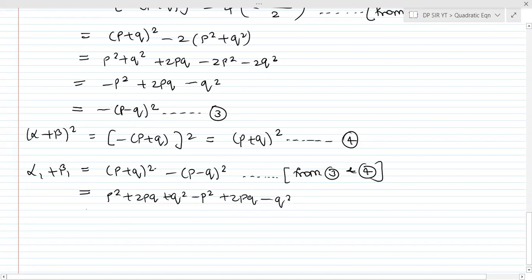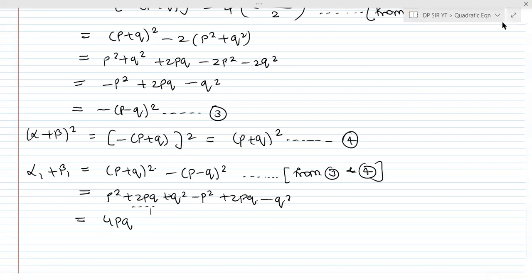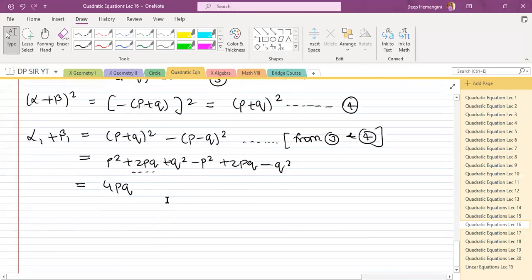In this case I multiplied, I didn't expand. So here I am going to get 4pq because 2pq. Just let me use some color or highlighter to show you that part. See here, this 2pq and this 2pq will give me 4pq. Now this p square minus p square cut, plus q square and minus q square cut. Okay, now I am interested in the product of the required roots, that is alpha 1 and beta 1.